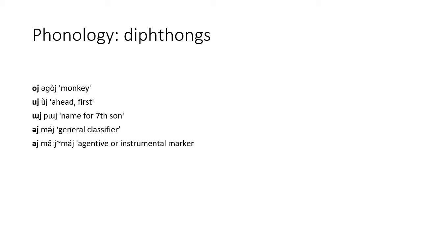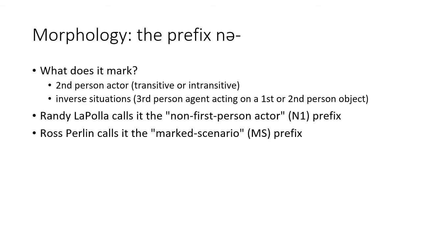Diphthongs are found only with the off-glide y. We have oi, ui, ui, ai, and I. Now moving on to morphology, we'll start with the prefixes.